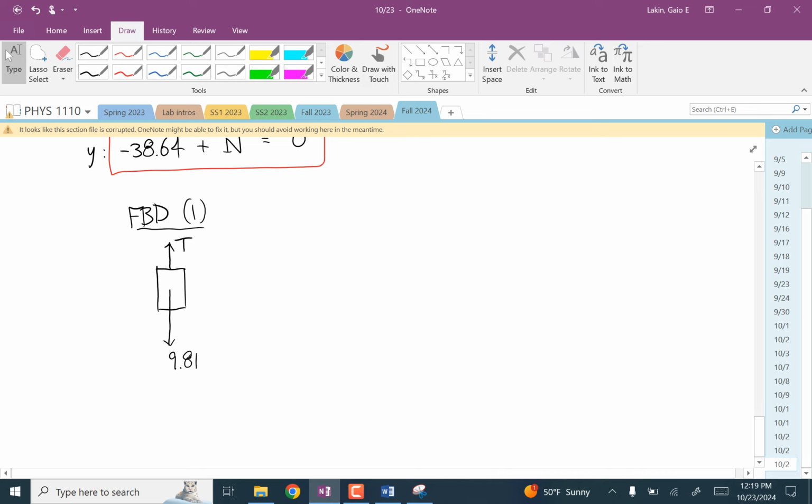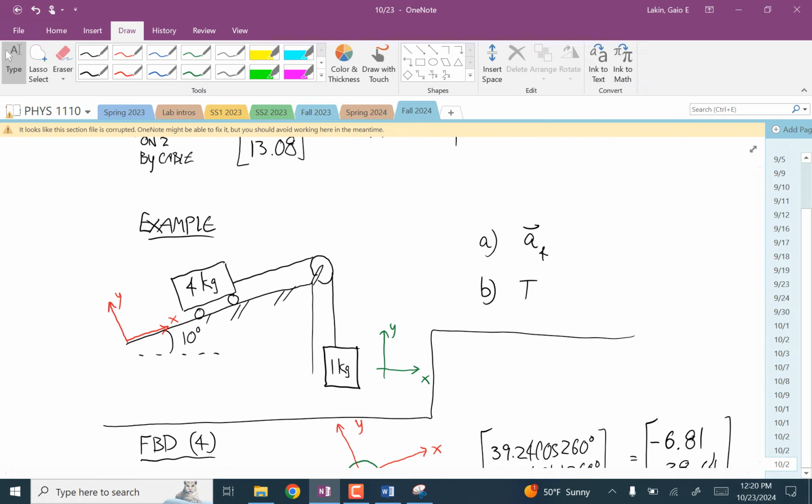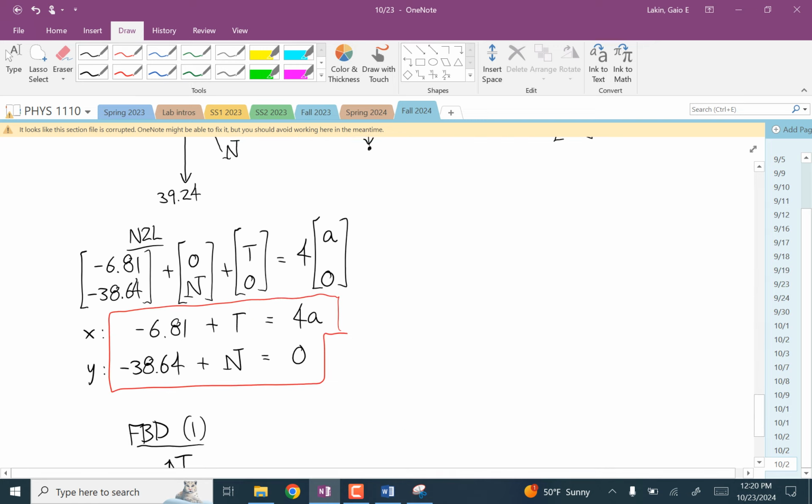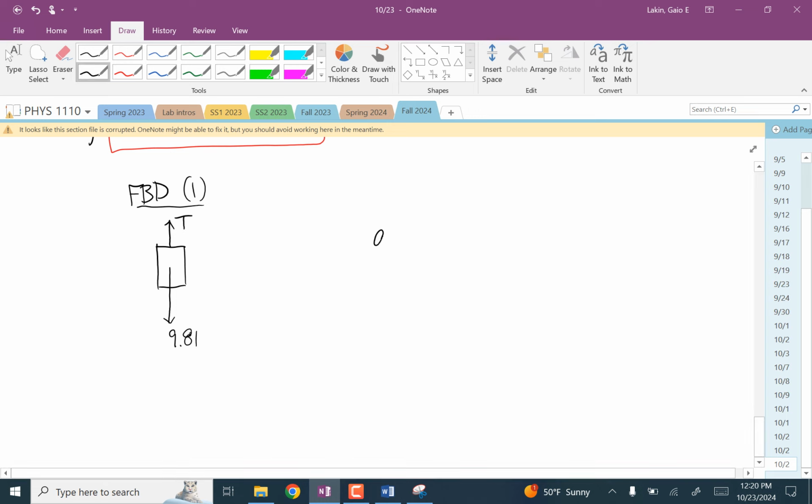But the one thing we do have to figure out is the direction of the acceleration, how to represent the acceleration vector. So, okay, if the 4 kilogram goes an inch in its positive direction, where does the 1 kilogram go? Down. Yep, it goes 1 inch down. Any questions about that? You see that? And so we're going to call this acceleration vector for this one 0, negative a.